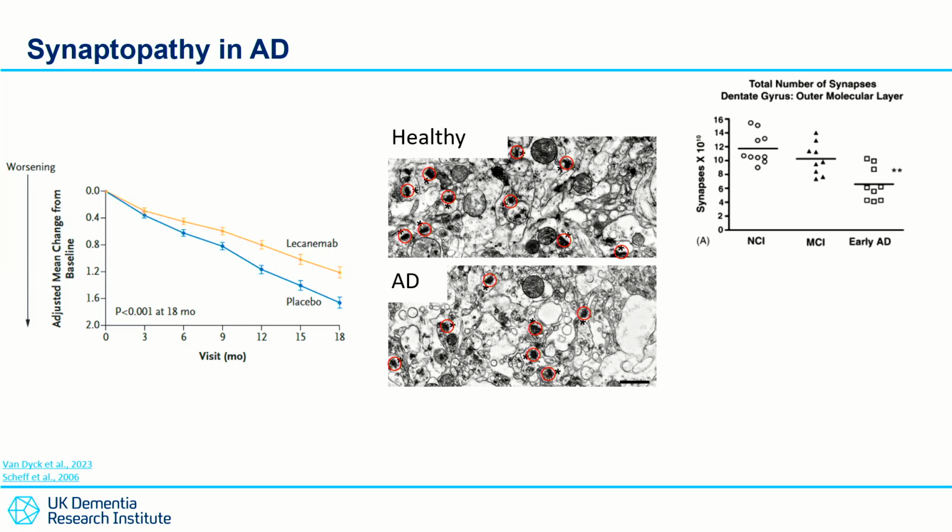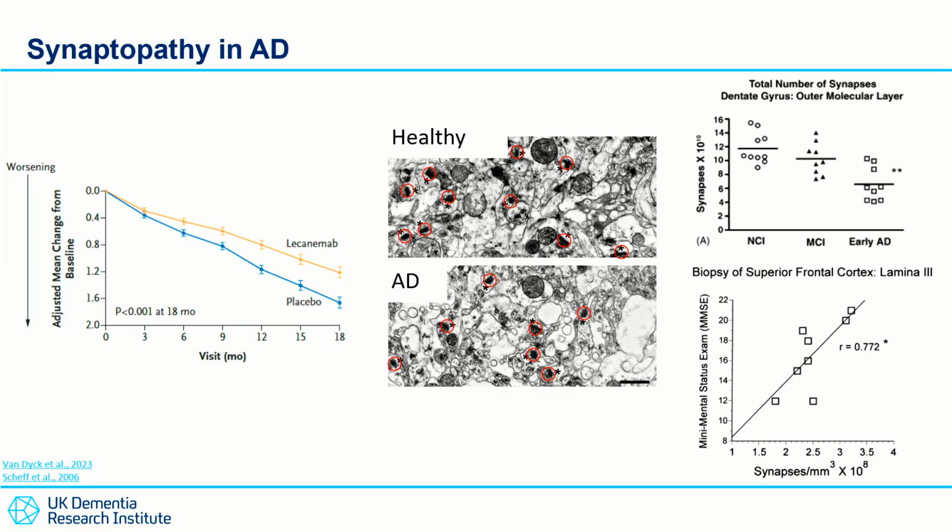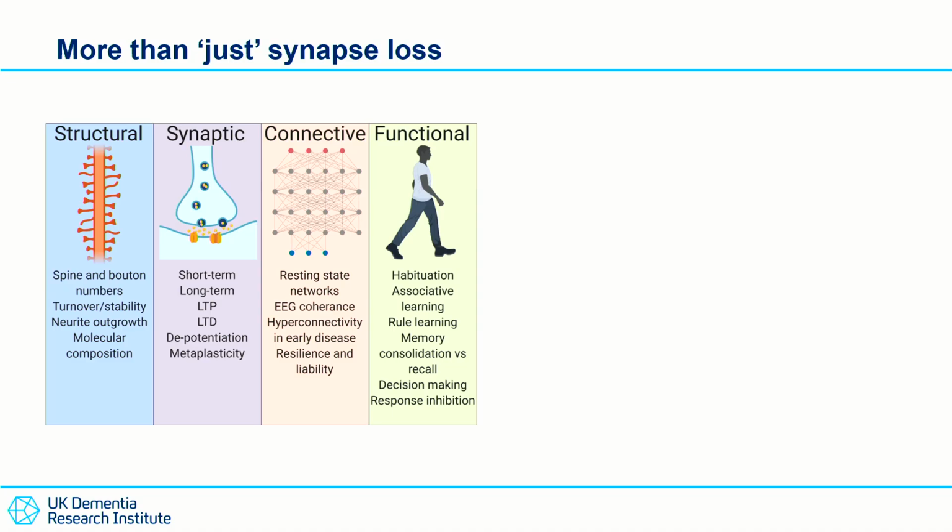So as I'm sure you're all also aware, synapses are lost in the Alzheimer's disease brain. We've known this for a while, and this happens as an early event in the disease process. And synapse density is one of the greatest correlates to cognitive function in Alzheimer's patients. Now, unfortunately, it's not quite as simple as just synapse loss.